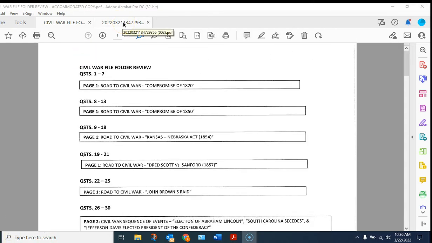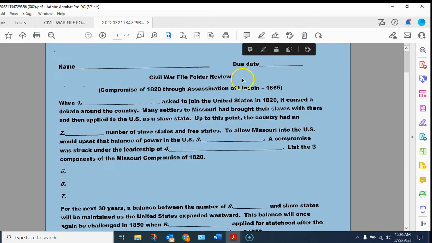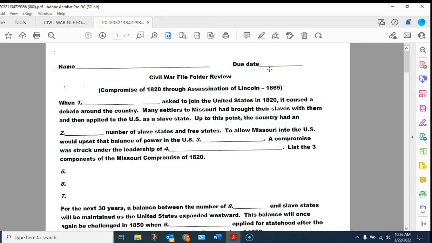Okay, now that you hopefully understand where to find your answers, I'm going to start to read the actual worksheet review for you. All right, so here we go. Civil War file folder review, Compromise of 1820 through the assassination of Lincoln in 1865.